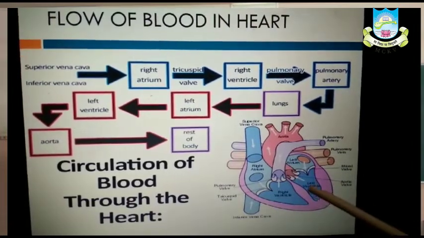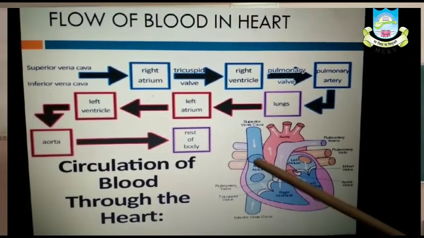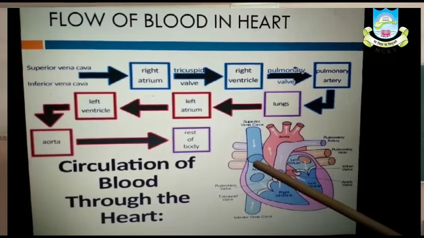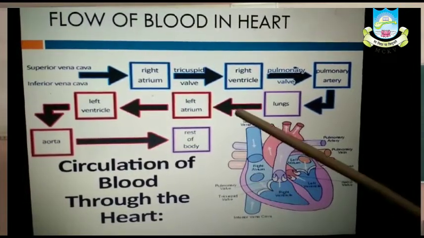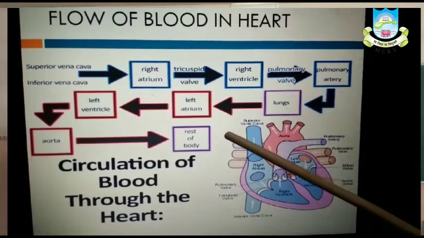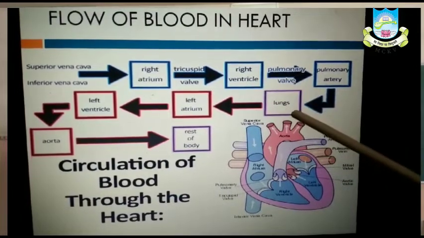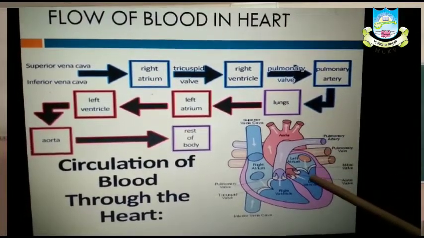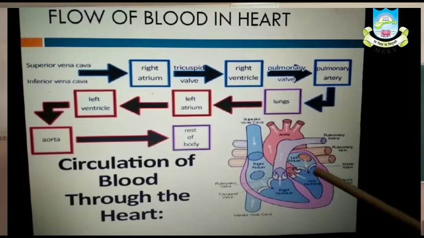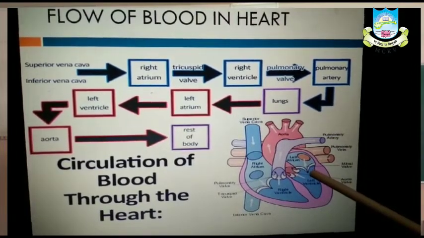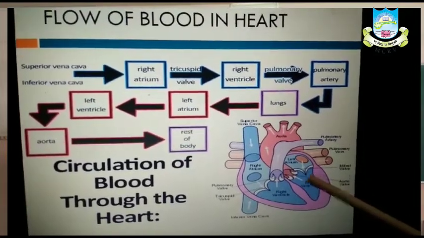Heart is also known as a double pump because the first pump takes the impure blood or deoxygenated blood to the lungs, where purification is done. Then the second pump brings the pure blood or oxygenated blood back to the heart. That's why it is known as a double pump, and this circulation is known as double circulation of blood.